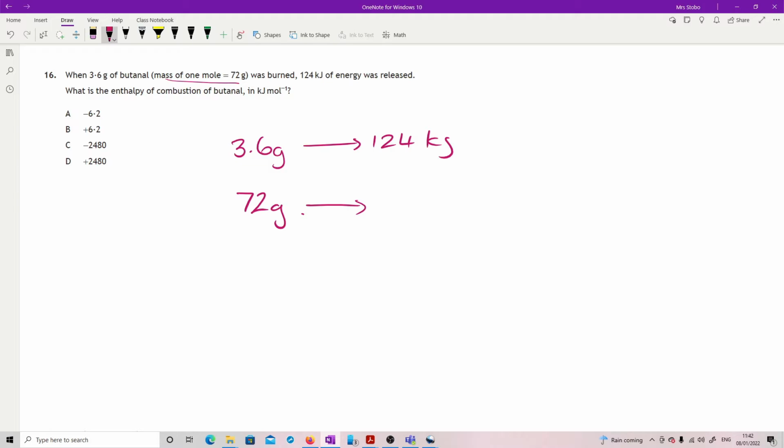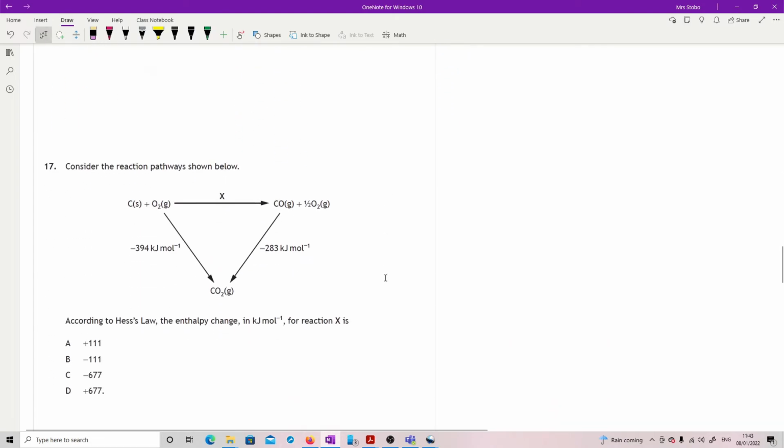Now I noted that down somewhere. I can remember it's a factor of 20, but I can't find where I put that. Factor of 20. So obviously it's these ones here. And it's releasing energy, so therefore exothermic. So it's the C.